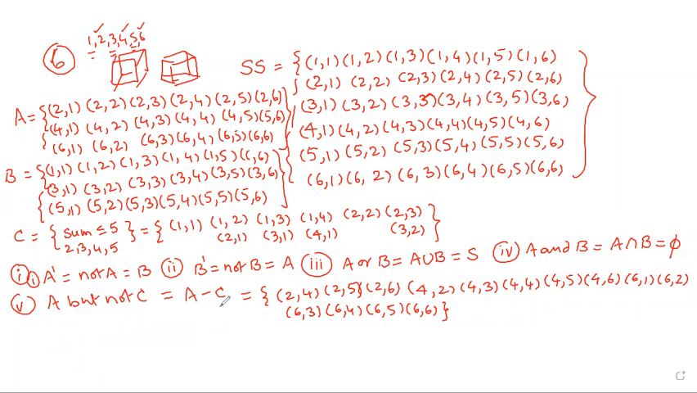Okay? Right. Next, sixth bit is B union C. B union C: first B elements and C elements. Any element that is repeated, write down one time. B union C.